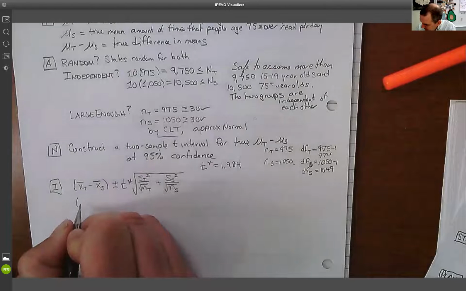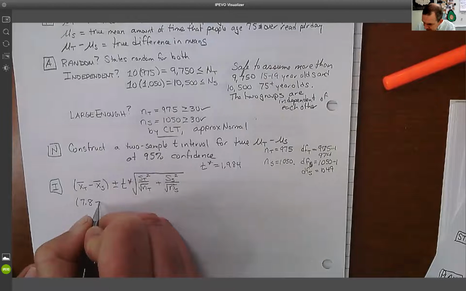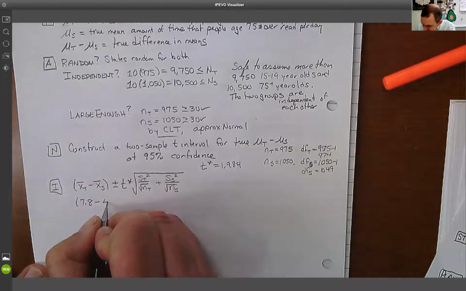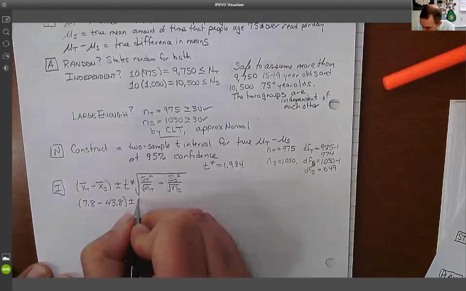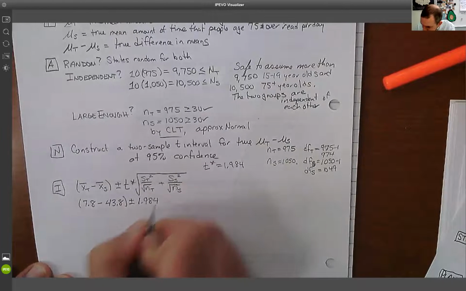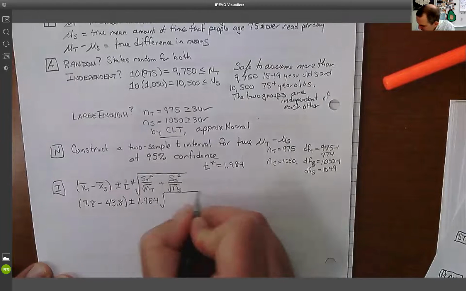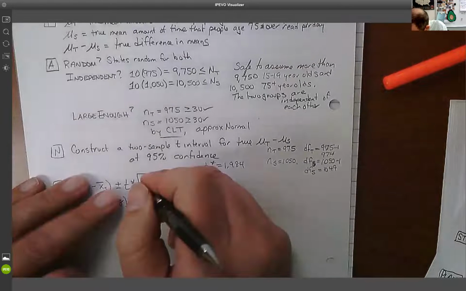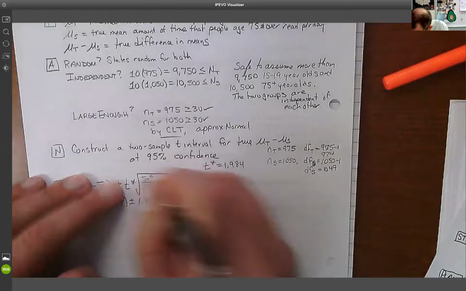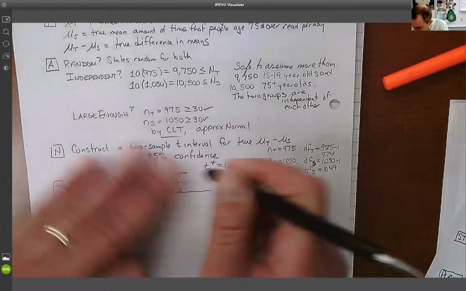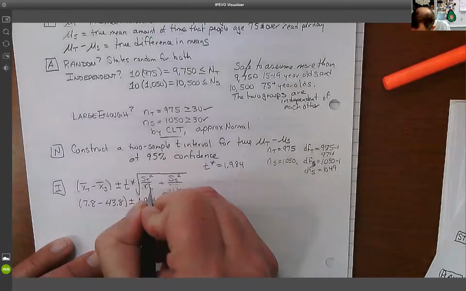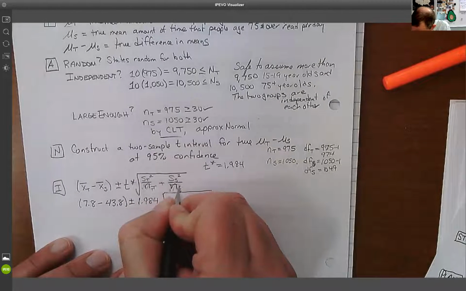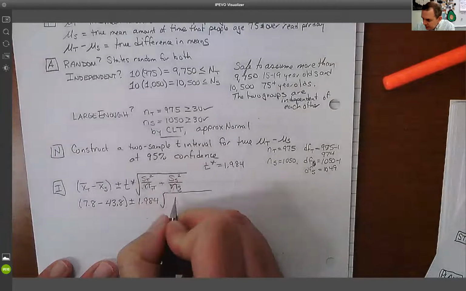But what's really important is to write this down with the numbers plugged in. So in this case, I'm going to say 7.8 minus 43.8, plus or minus 1.984 times the square root of... and it's not square root down here, I'm sorry, my mistake. It's not going to be square root, it's just going to be the plain n_T and n_S. So now I'm going to plug in my numbers.